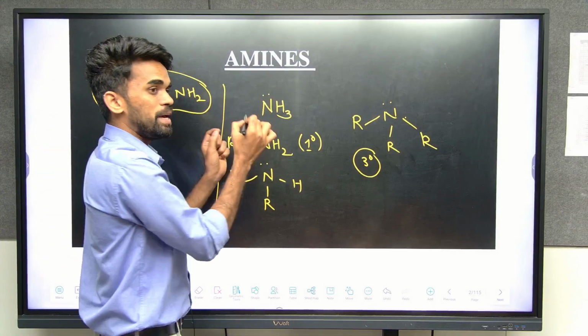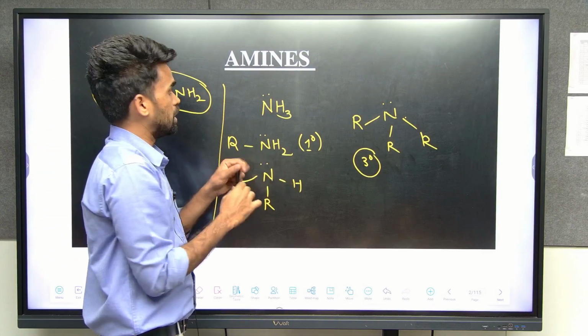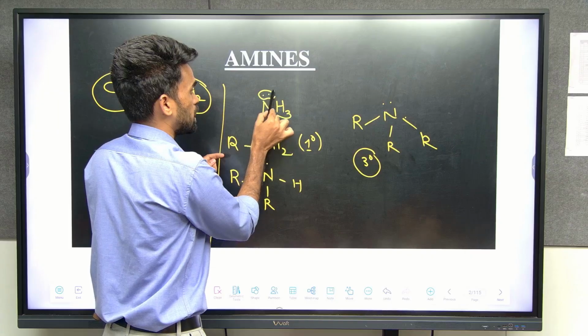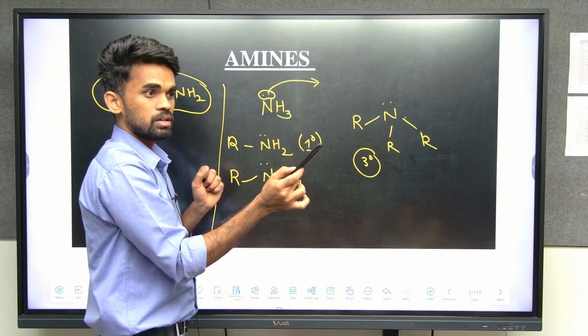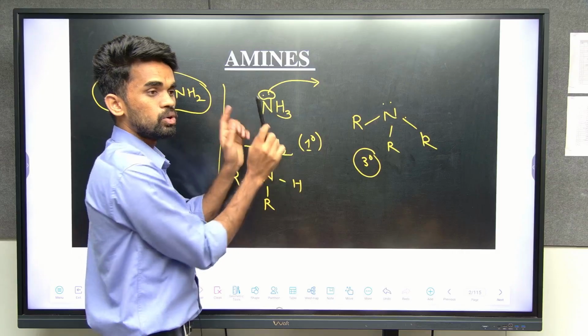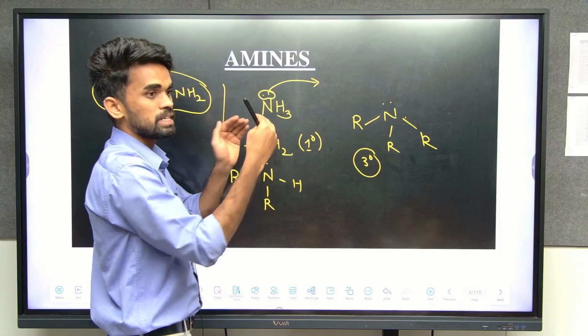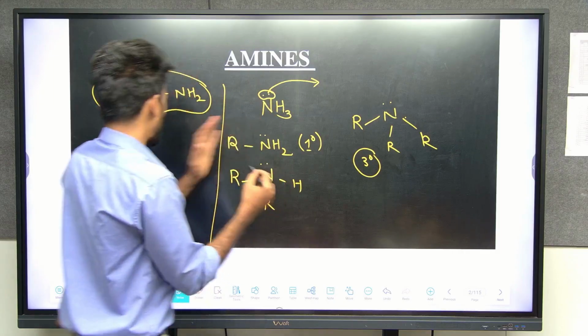Amines show basic nature, because of the presence of lone pair electrons, which makes them electron pair donors. Can we say Lewis bases? Yes. So amines are Lewis bases, or they show basic nature. Okay. What does it mean?